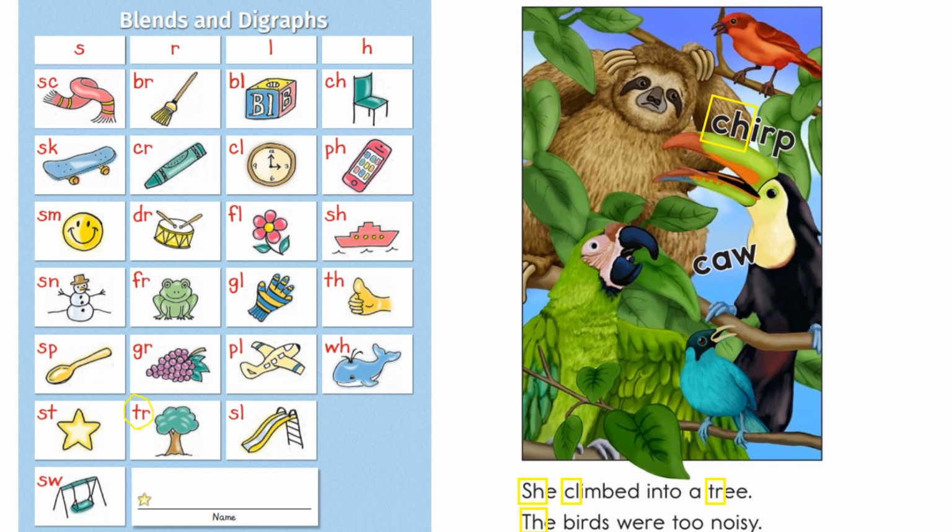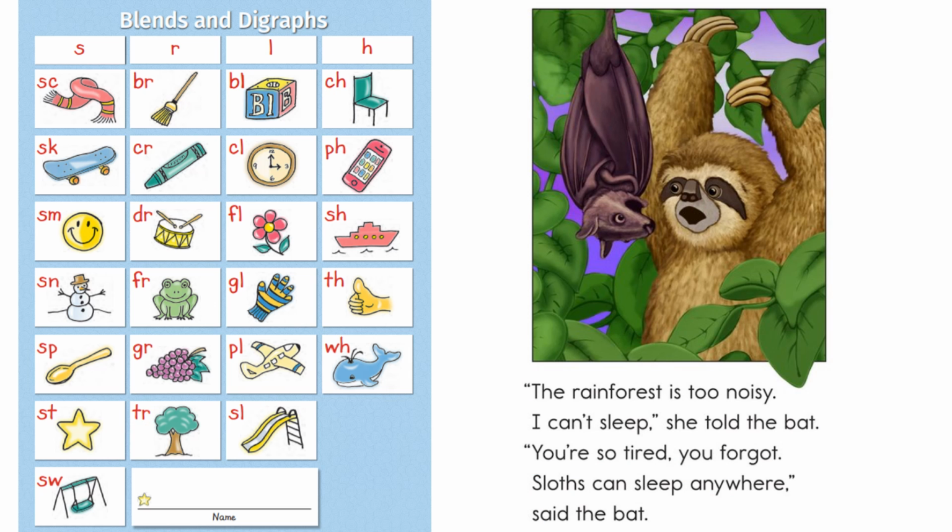And then there's another one in here. Chirp, chirp. Ooh, this looks like a different page. Okay. All right, look through and think, how many blends and digraphs can you find? And how can they help you read this page?